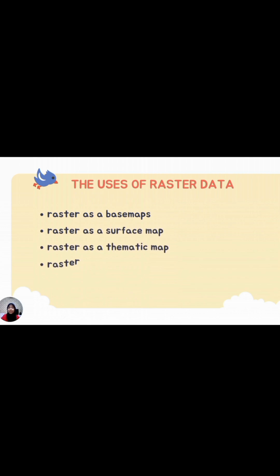In GIS, the use of raster data falls under four main categories. The first one is raster as a base map. The second one, raster as a surface map. The third, raster as a thematic map. And the last one, raster as an attribute of a feature.